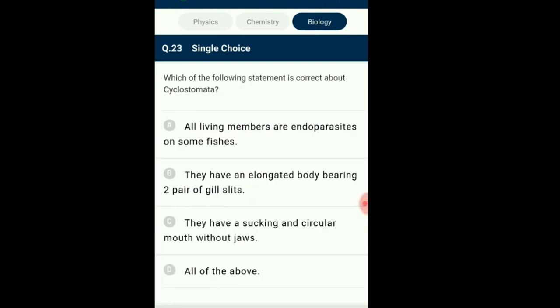Question number 23. Which of the following statements is correct about cyclostomata? All living members of cyclostomes are ectoparasites of some fishes. They have an elongated body bearing 6 to 15 pairs of gill slits. They have a sucking and circular mouth without jaws. So the answer is option C. That is the correct statement about cyclostomata.